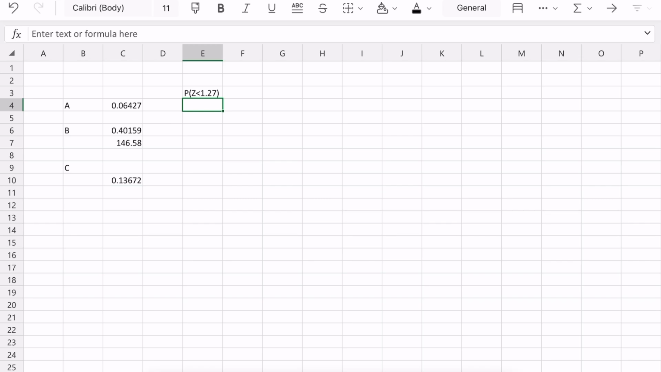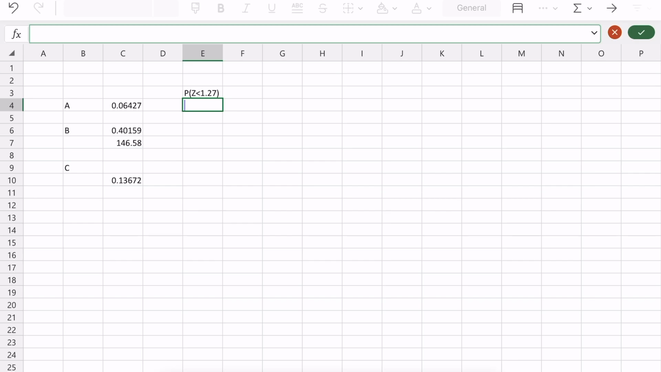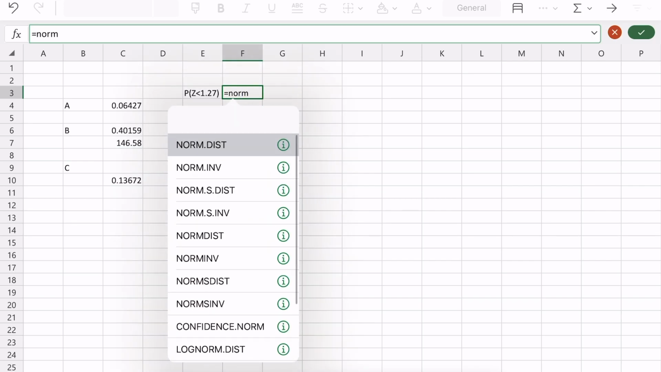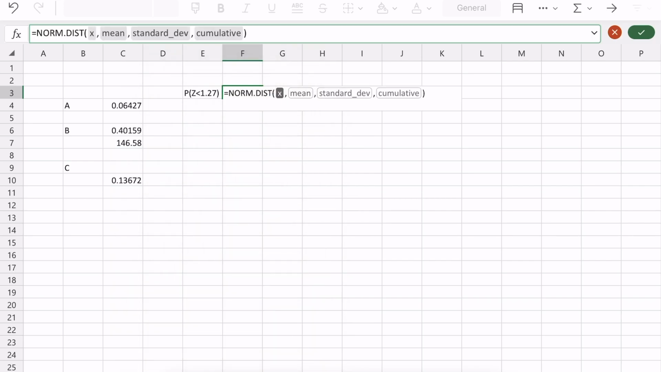Oh, it won't let me select, but the keyboard works. Well, I guess that's good enough. Okay, equals NORM.DIST. Let's see: X, mean, standard deviation, cumulative. This looks like the right thing. So X is going to be my Z-score, 1.27. The mean, because it's a standard normal, is going to be 0, and the standard deviation is going to be 1.